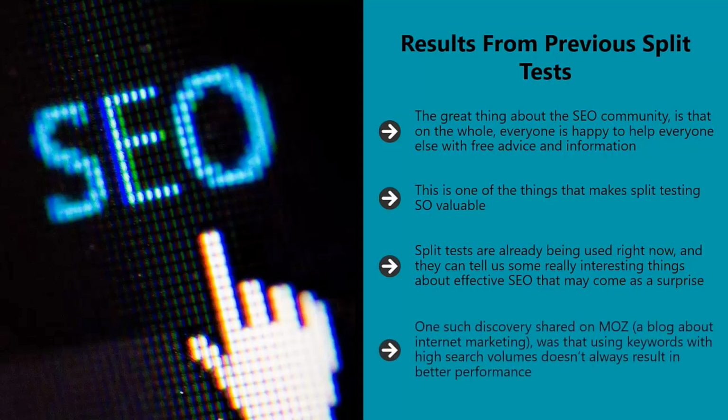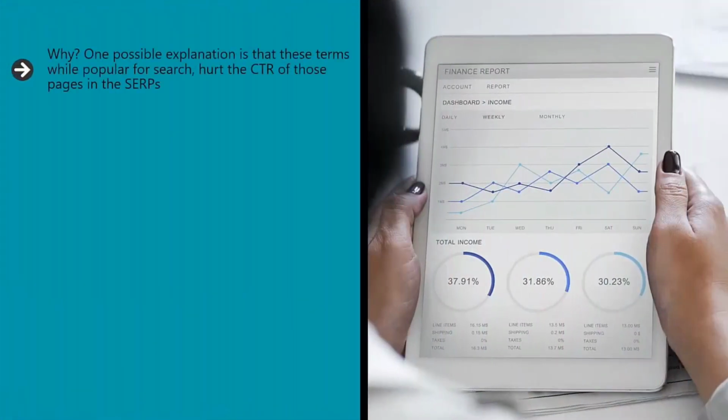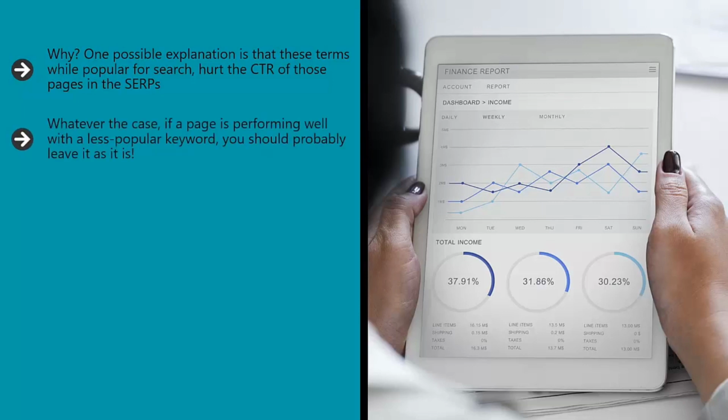One such discovery shared on MOZ, a blog about internet marketing, was that using keywords with high search volumes doesn't always result in better performance. Will Critchlow tried inserting more popular key phrases into the meta tags and content of existing pages, and found that in many cases those pages saw a drop in organic traffic of as much as 20%. Why? One possible explanation is that these terms, while popular for search, hurt the CTR of those pages in the SERPs. Another possibility is that this had to do with Google's RankBrain algorithm, its attempt to understand meaning more than explicit keywords. Whatever the case, if a page is performing well with a less popular keyword, you should probably leave it as it is.